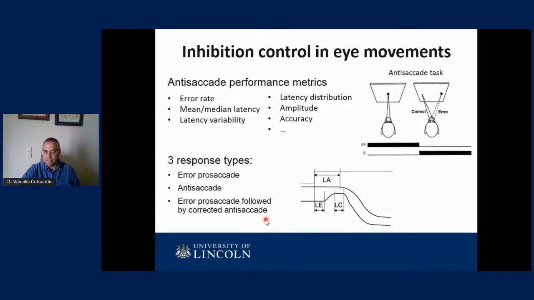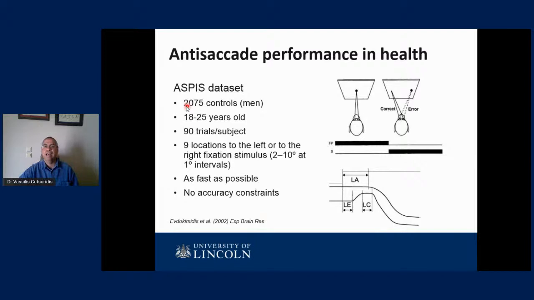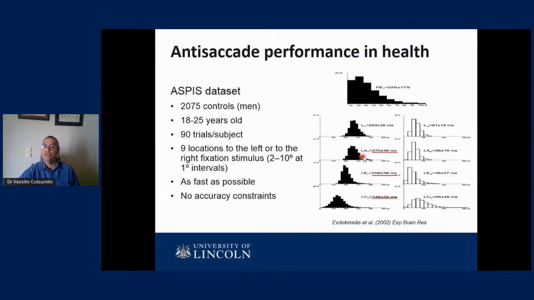And that is a fact, largely because when they measured them in a very big data study of 2075 controls performing this anti-saccade task, they found that the latency required to produce an anti-saccade was 270 milliseconds, the latency for the error prosaccade was 210 milliseconds, and the latency for the corrected anti-saccade was 146 milliseconds. So clearly, different brain pathways are being utilized to result in these different latency parameters. Okay. All right.